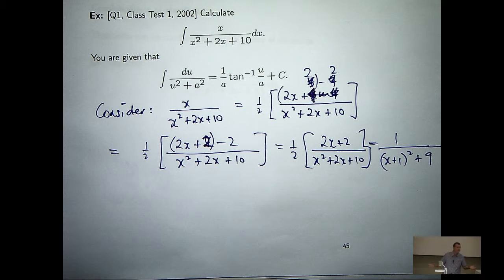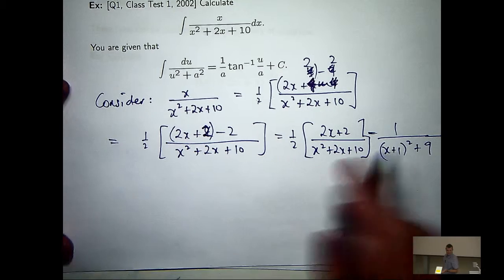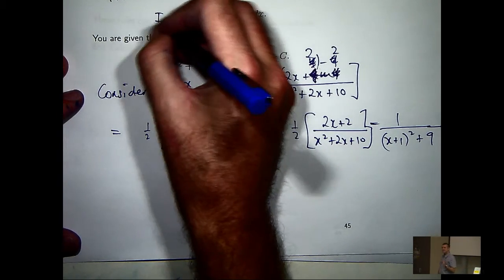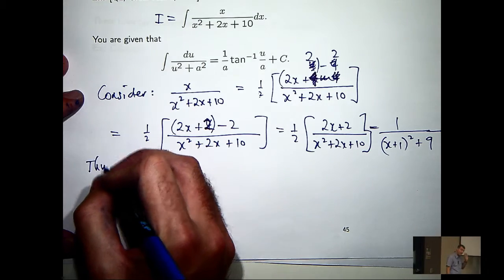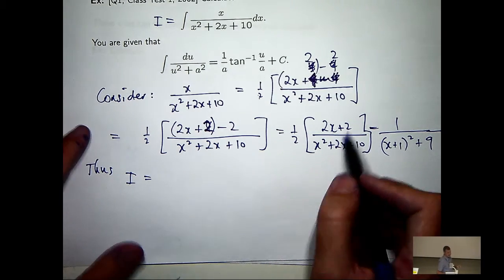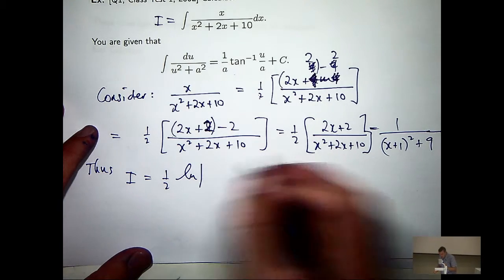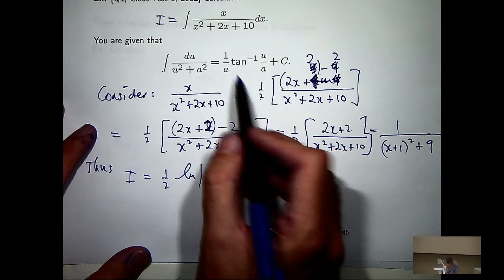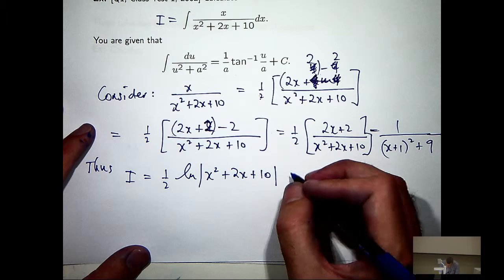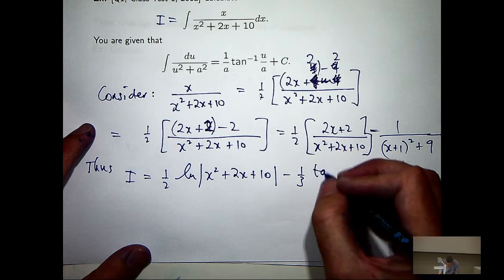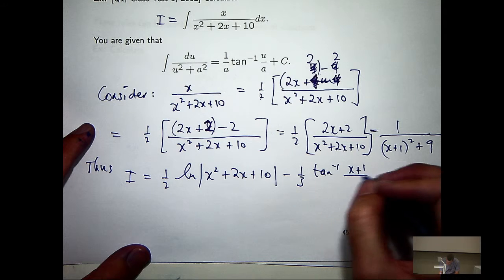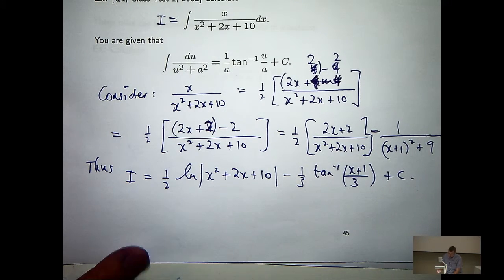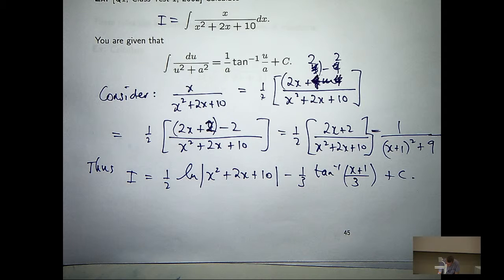Okay, so let's integrate these two things. So if I call that I, the integral of this will be a half log of what's on the bottom. And the integral of this, we can use our little formula here. I finally got there. It was a bit painful, but I got there. Okay. Any questions?